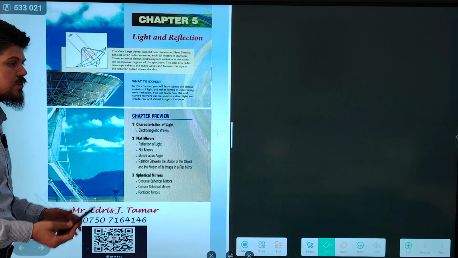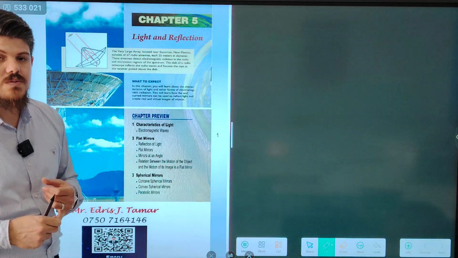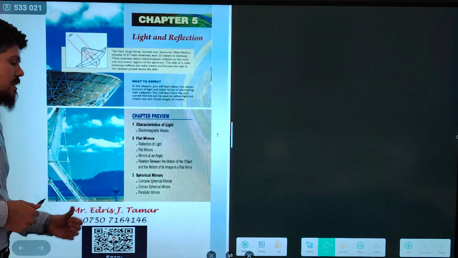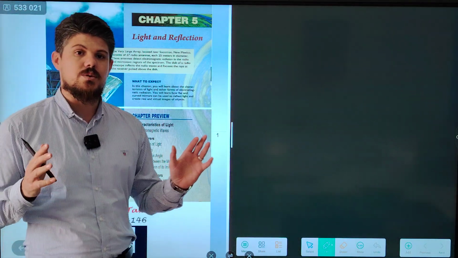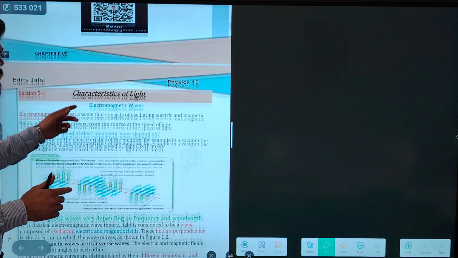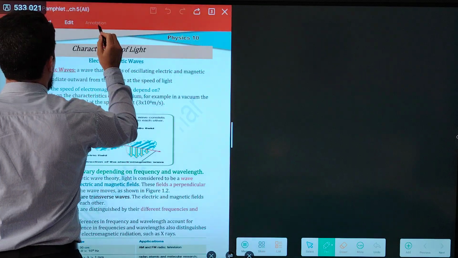Section 3 is about the spherical mirrors, the two different types of spherical mirror, the concave spherical mirror and the convex spherical mirror, and also we will study the parabolic mirrors and the spherical aberration. Let's get started with section 1, the characteristics of light, electromagnetic waves.